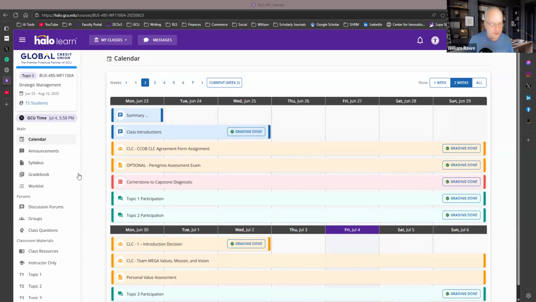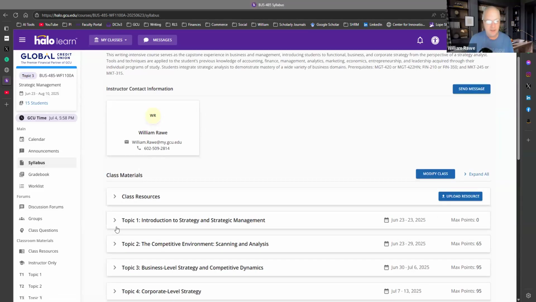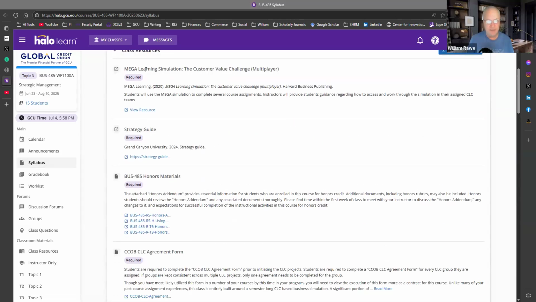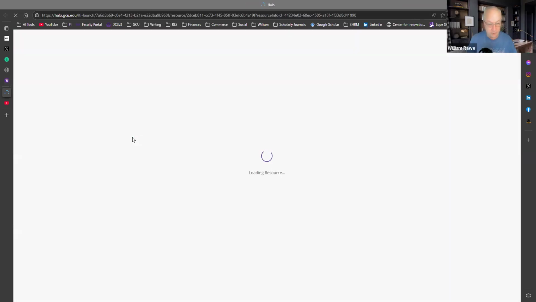So this is our Halo dashboard. To get to the simulation, you can do it one of two ways. You can go through the syllabus and click on resources, and you can find this mega learning simulation right here and click view resource. If you prefer, you can just in your left-hand menu, click on class resources and go straight to it. I find that way to be a little quicker, but either way will get you to the same place.